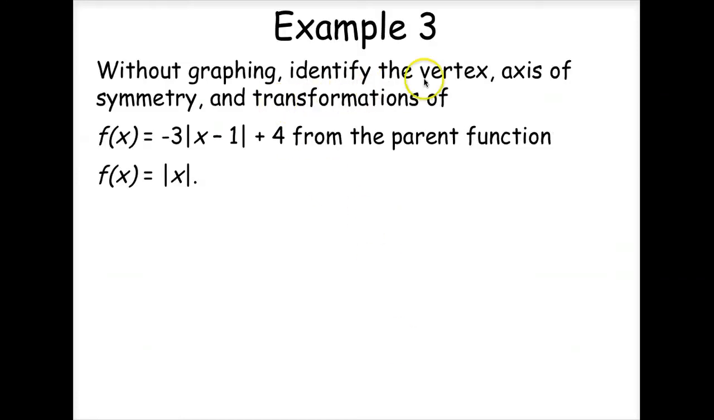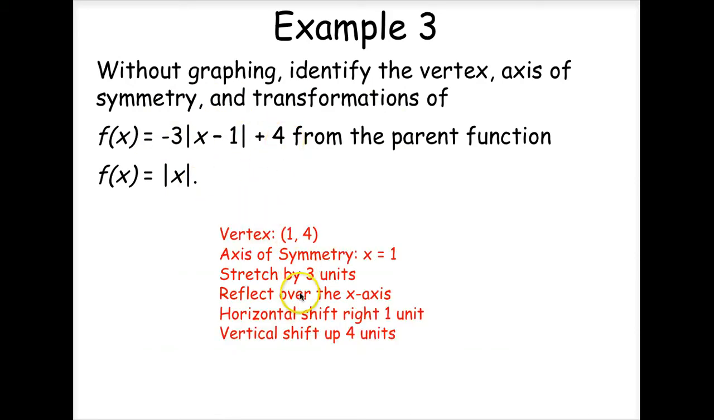So without graphing, identify the vertex, axis of symmetry, and transformations of this function from the parent function f of x is equal to the absolute value of x. Okay, so we know we're going up 4, a vertical shift up 4 units, and a horizontal shift right 1 unit. It's going to reflect across the x-axis because of the negative on the outside. It's going to stretch by 3 units. The axis of symmetry is x is equal to +1 because this is x minus 1, and the vertex is (1, 4).